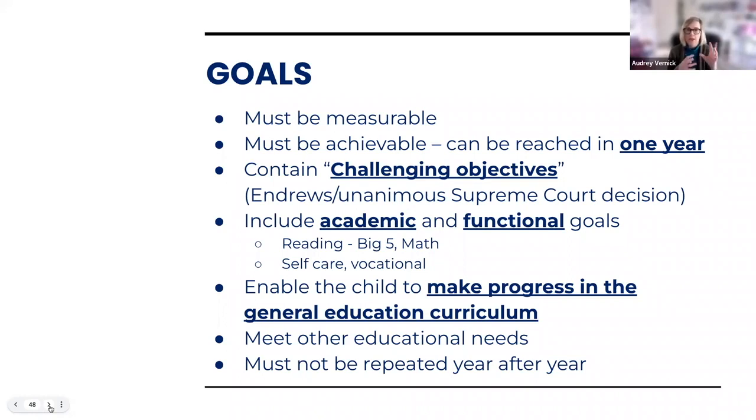Given X instruction, given X supports, that would be more measurable, because then I can say at the end of the year, well, the data has that she only did it 1 out of 3 times. So what do we need to change? Do we need to increase the services? Do we need to change the goal, et cetera? It also has to be achievable. It has to be something that can be reached in 1 year.